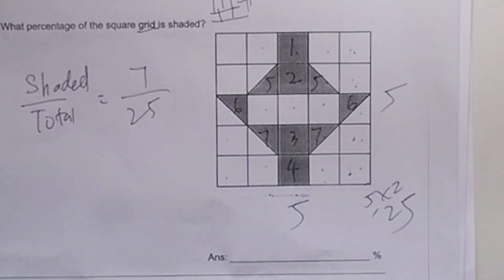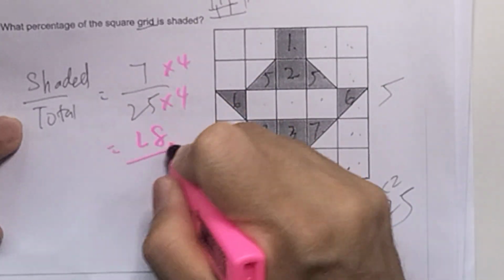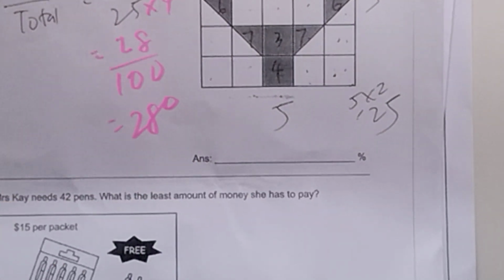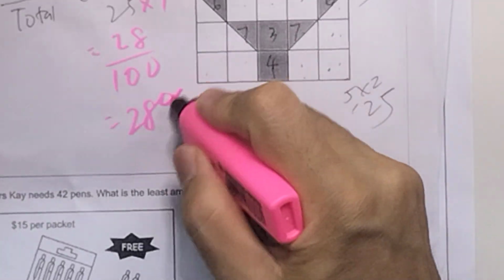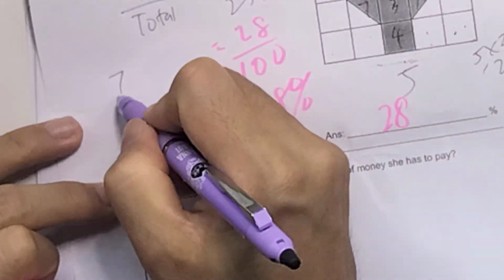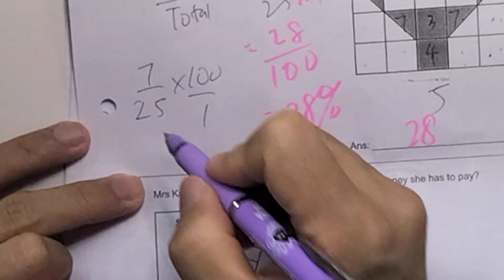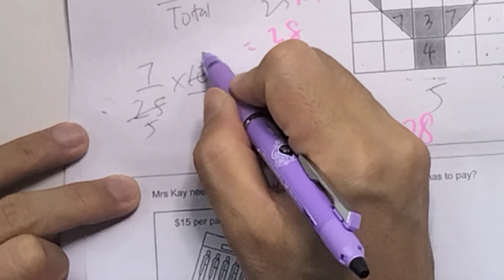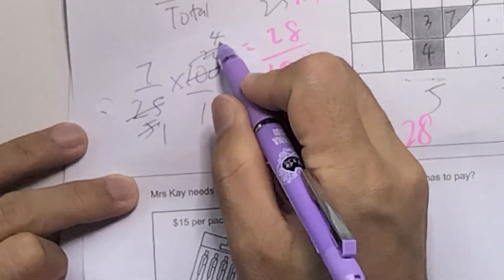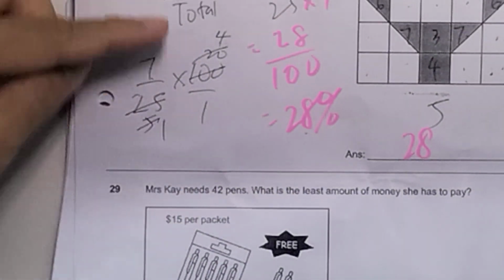Now, to change to percentage, you can either multiply this by 4 and you have 28 over 100, which is 28%. Some of you like to do it this way. Oops, sorry, wrote wrongly. 28%. Another way you can do this is 7 over 25 times 100. And simplify, divided by 5. Divided by 5. And 4 times 7 is also 28. Whichever way is fine.